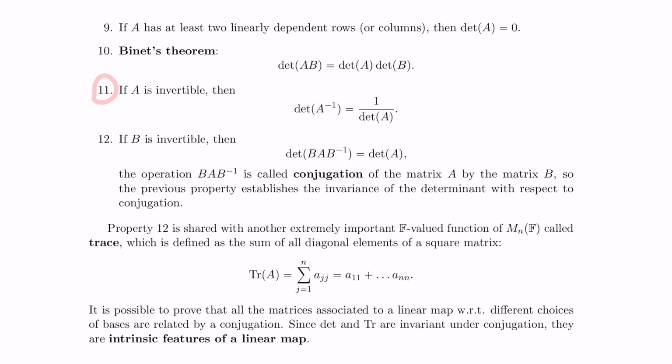In the next property, we suppose that the matrix A is invertible. Then the determinant of the inverse of A is precisely the inverse of the determinant of A.